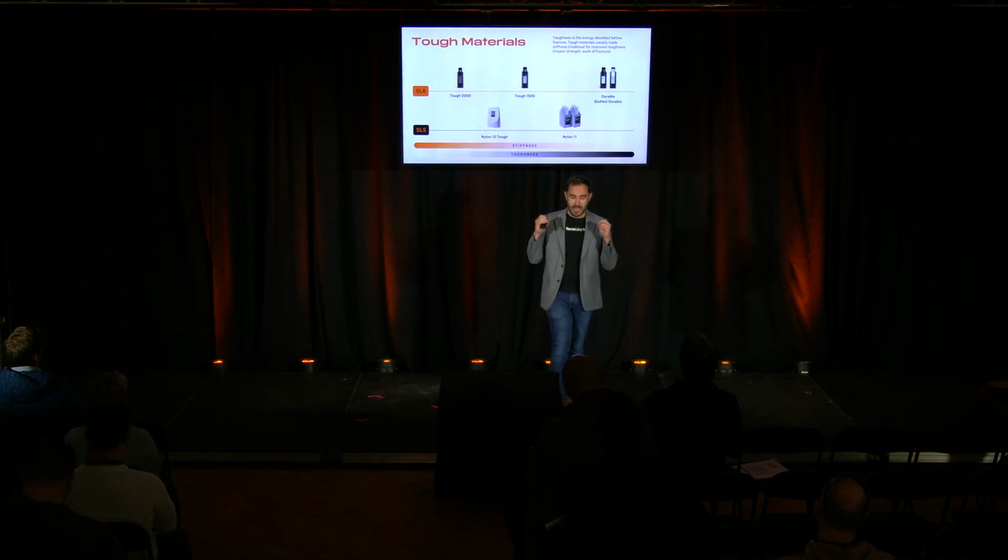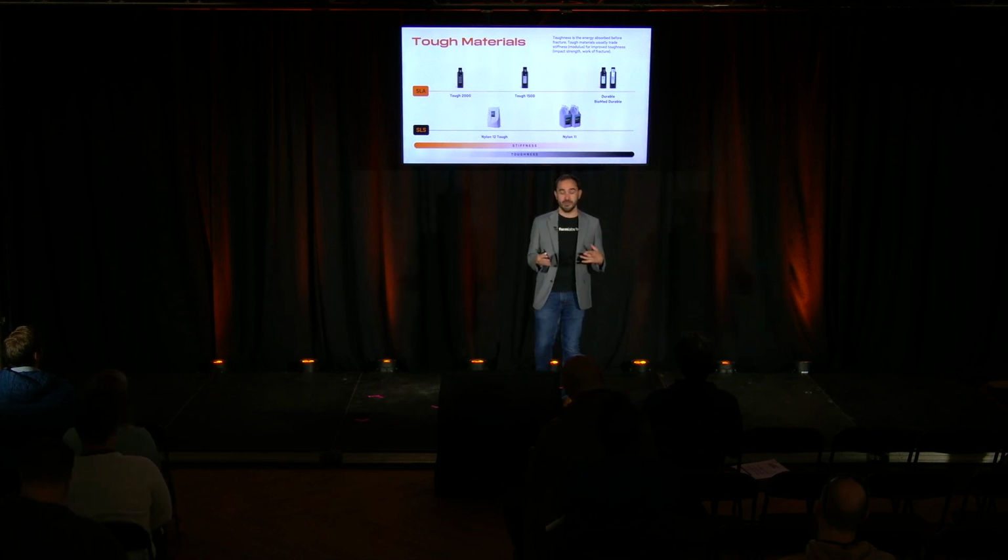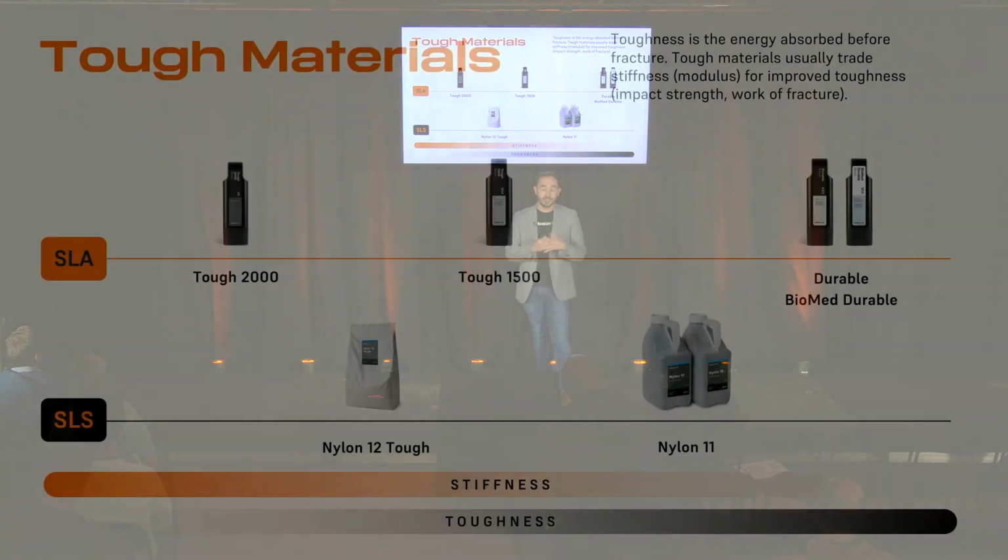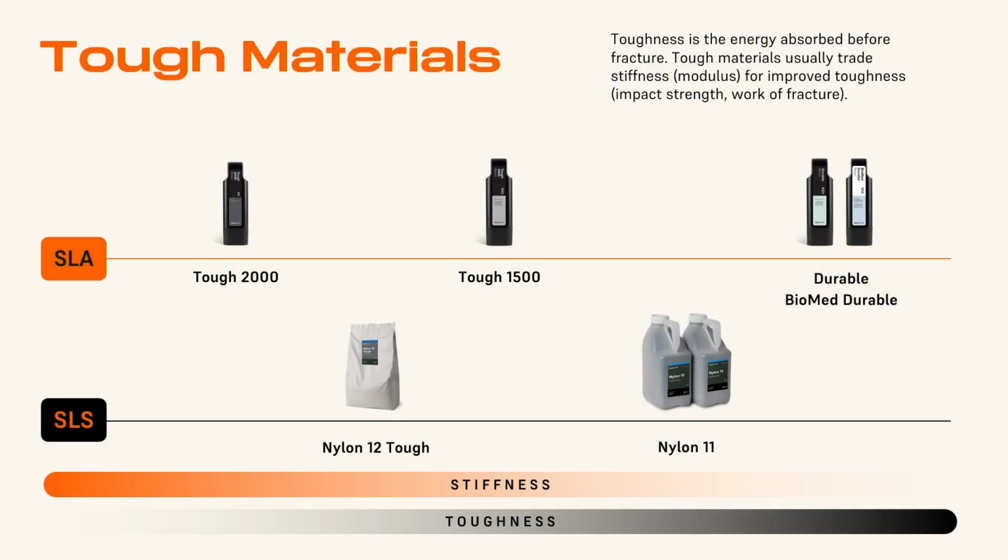The SLS side has a really awesome material that we launched this year called Nylon 12 Tough. That is tougher than standard Nylon 12 and has really good properties as well. It falls about between 2000 and 1500 in terms of its toughness. And the next option for toughness in the SLS materials portfolio is Nylon 11. Nylon 11 is even tougher still, but it's a little bit harder to use because you're going to need nitrogen to ensure that you can get really consistent results and lower refresh rates. So that's the tough family of materials, which I have grouped across SLS and SLA and biocompatible materials all in the fold.